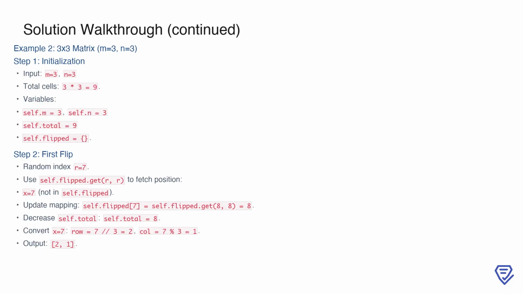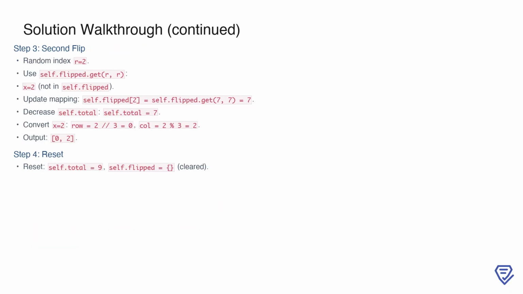The row is obtained as 2, and the column is 1, which means the output is 2, 1. In the second flip for the 3x3 matrix, another random index is generated, such as r equals 2. Again, we use self.flip.get(r) to determine the position to flip. Since r equals 2 is not in the flipped dictionary, it maps to itself, so x equals 2.